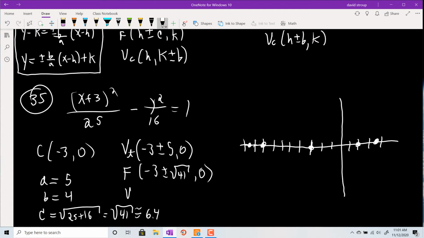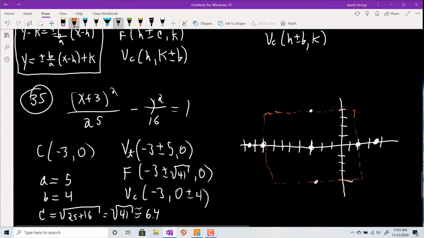And then for the conjugate axis vertices, negative 3 comma 0 plus or minus 4. So you're going up and down by 4. 1, 2, 3, 4. 2, 3, 4. Okay, so you got a guy up here and a guy down here. Then you need your box. I'm doing it in red. My box is a little lopsided. Get your asymptotes. So the asymptotes like this.